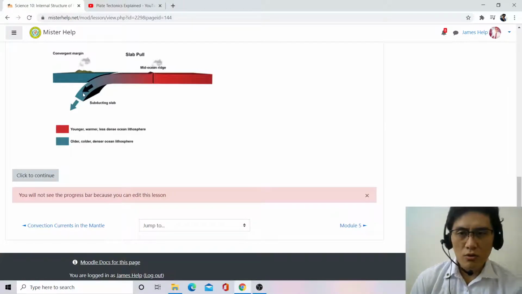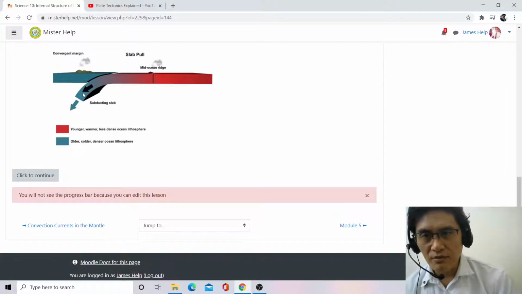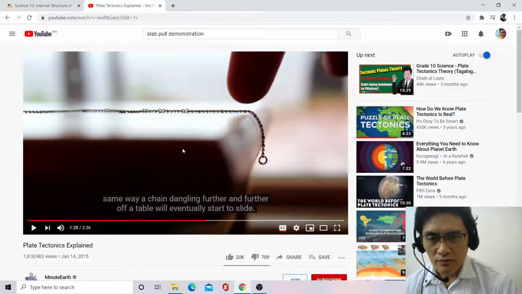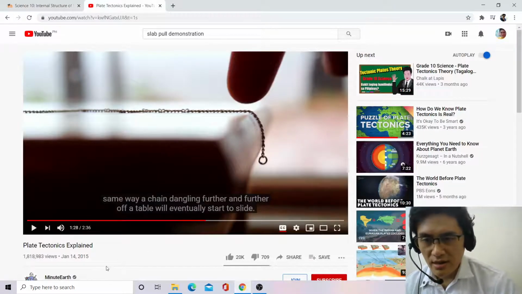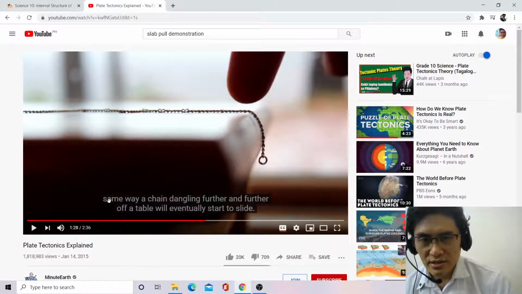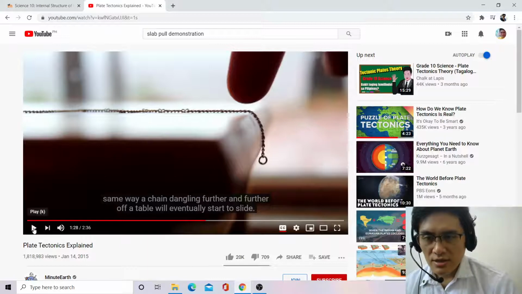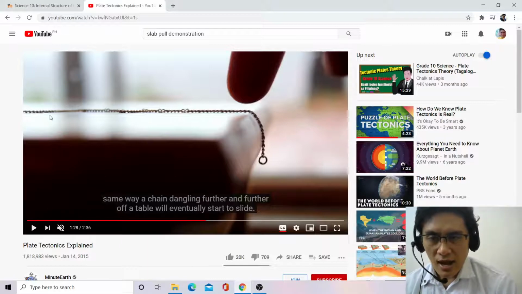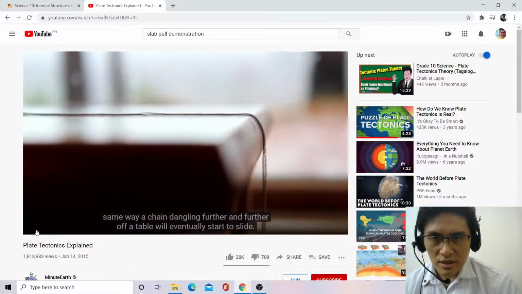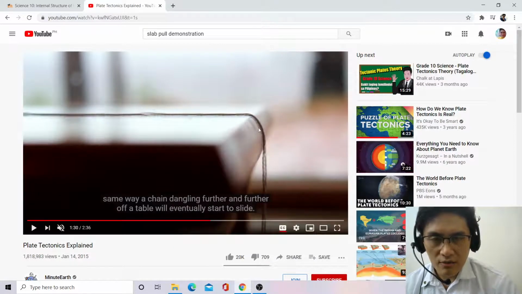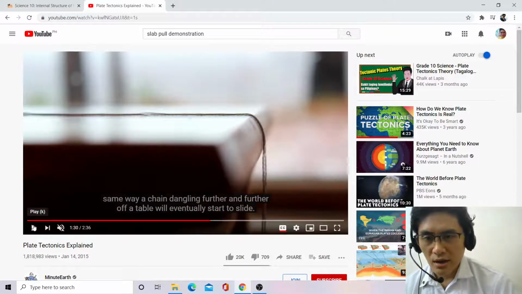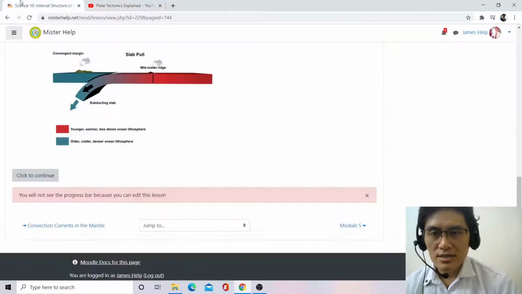Now, to give you a more vivid example for that, I have here a video from Minute Physics, one of my favorite channels on YouTube, Minute Earth and Minute Physics. So this is a demonstration. I will just mute this. You have a chain and it's dangling towards the side. Obviously, because of gravity, this would fall. But notice what happens. Just simply because of the weight of that dangling part, it actually pulls the whole chain downwards. So that is what we call slab pull.